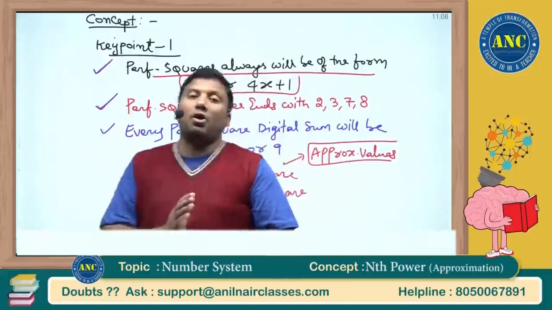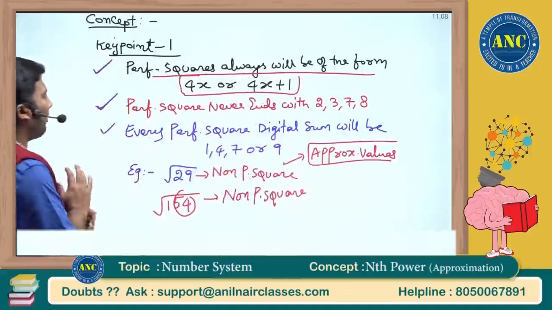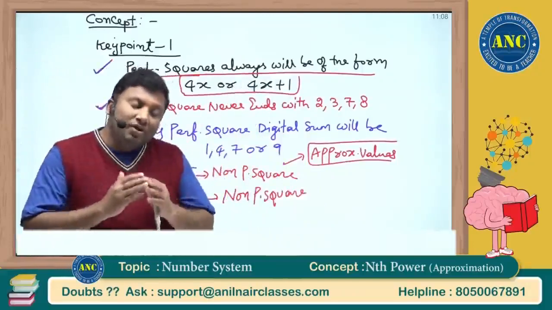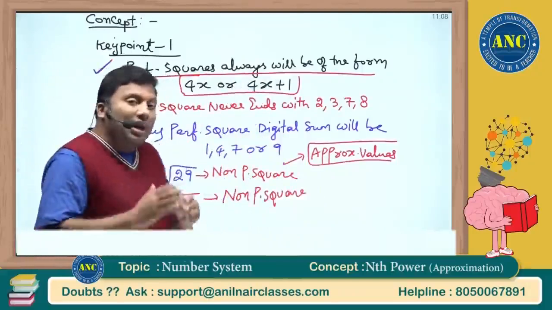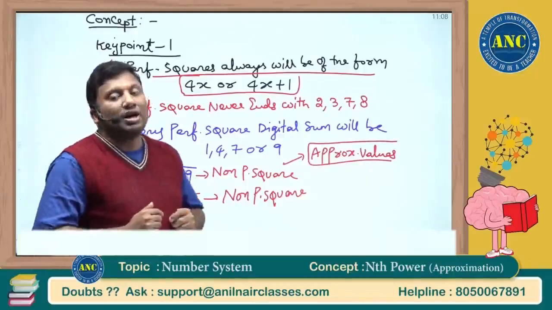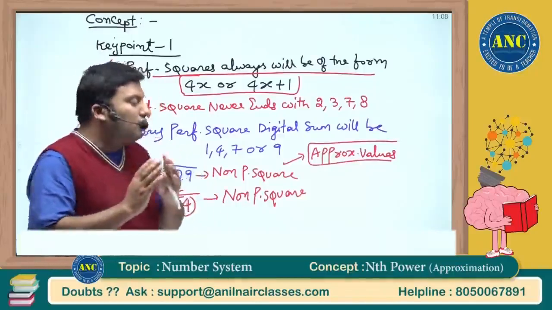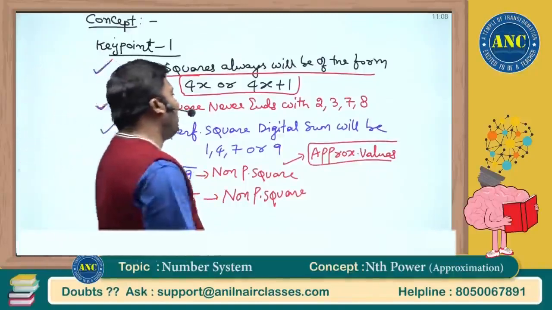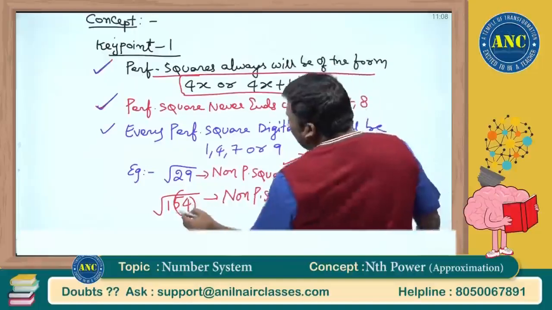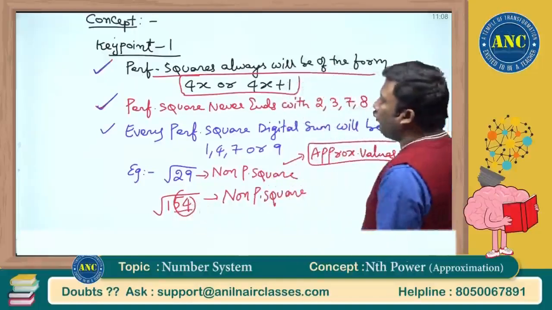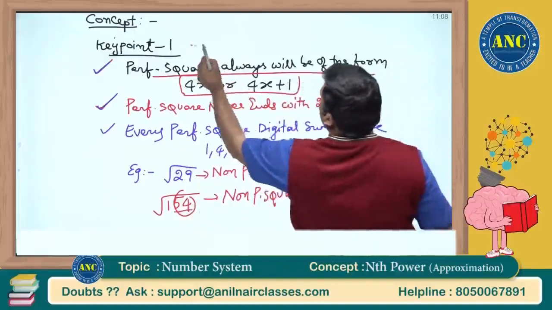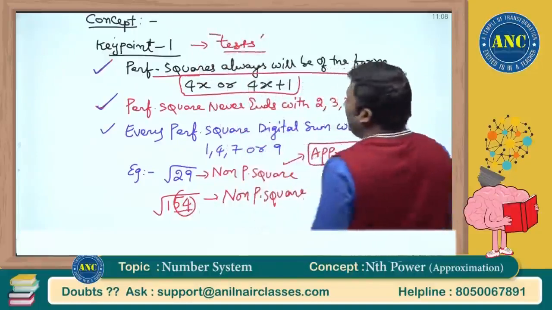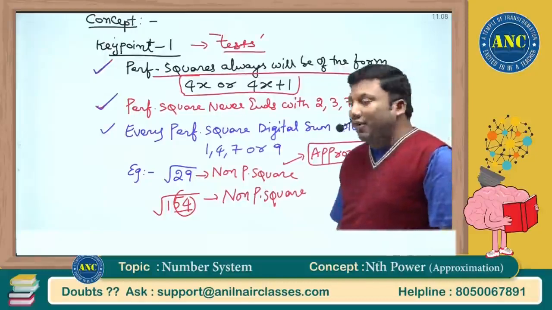How to find the approximate value of a non-perfect square? Square root of 29. 2 plus 9 is 11, 1 plus 1, it is 2. If the number is a perfect square, it should have digital sum 1, 4, 7 or 9. This digital sum is 2. This digital sum is 1, but it is not of the form 4k or 4k plus 1. These are the three tests that we need to conduct to check whether a number is a perfect square or not.